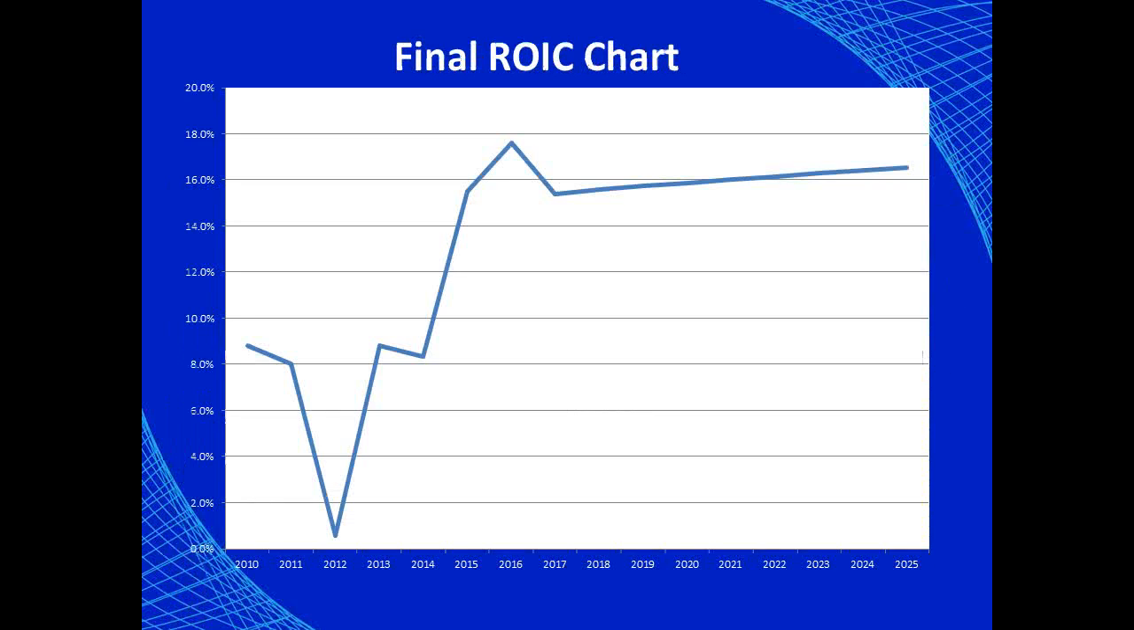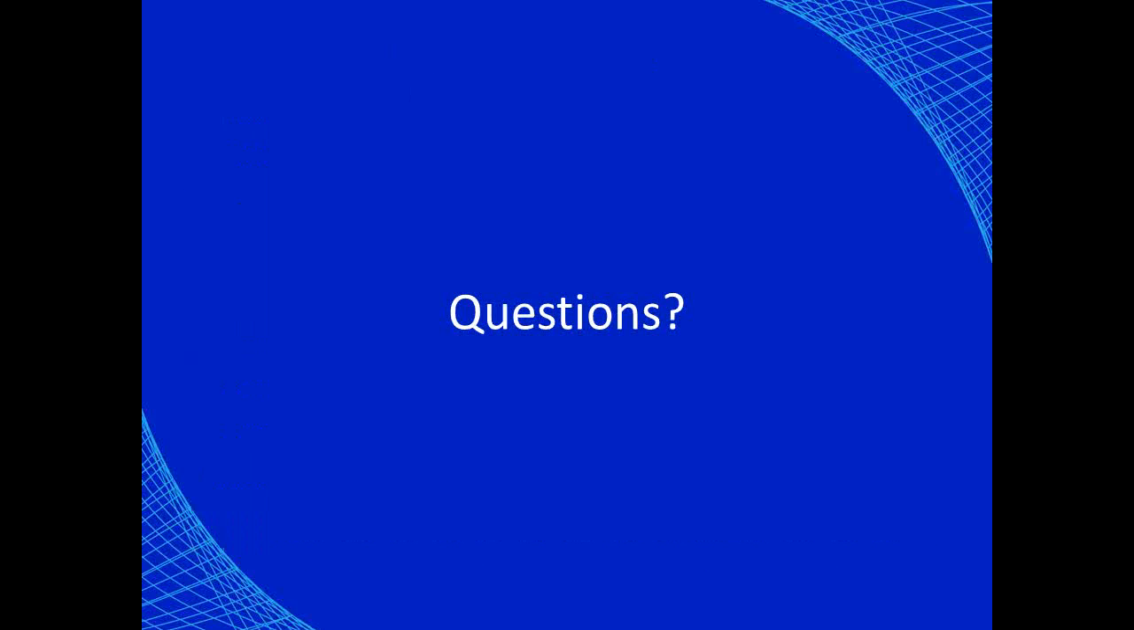And looking at the final ROIC chart, you can see that it falls in line with many of our projections, with an ROIC a little bit in between 14 and 16%. So we thought it was a fair indicator of the market. Any questions?